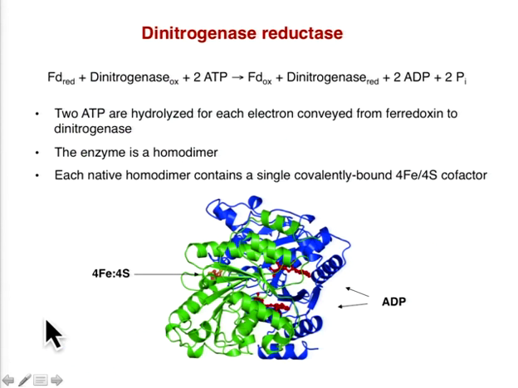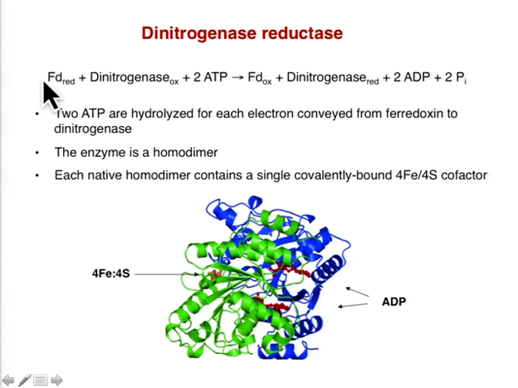Okay, so let's look at each of these steps. The dinitrogenase reductase is just a one-electron carrier. So it accepts an electron from ferredoxin. Where did we see ferredoxin before? There's a lot of questions today. Yep, photosystem 1, very good.